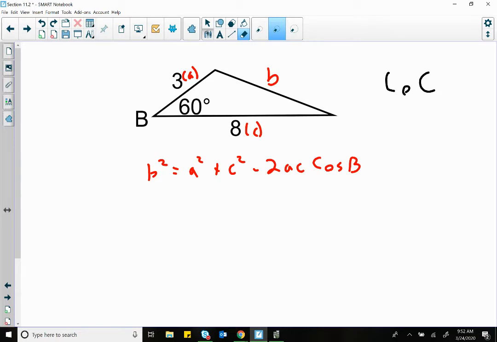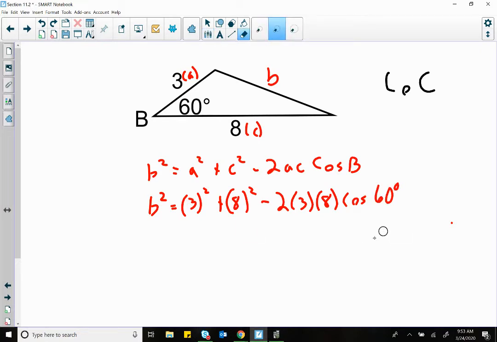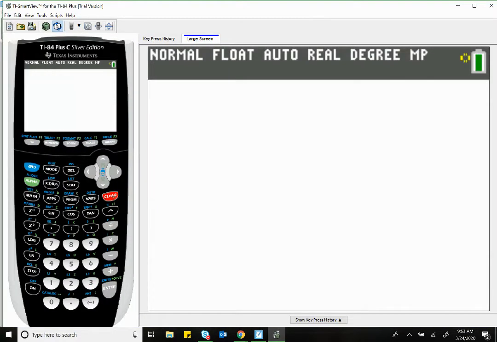So let's plug in and let's do some finding. For this rounding, if we need to round, notice everything's kind of nice, neat numbers. Let's round to the nearest whole. Okay, so we have b squared equals 3 squared plus 8 squared minus 2 times 3 times 8 cosine 60 degrees. Okay? So all we're going to do is we're going to go to our calculator. We're going to plug this in. Let me clear all that jazz out there. So we're going to plug this in.